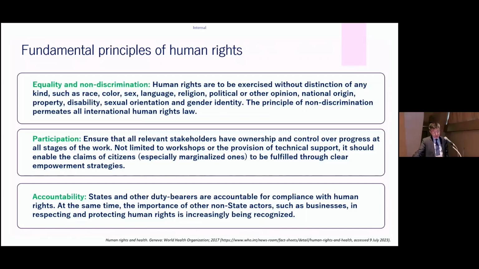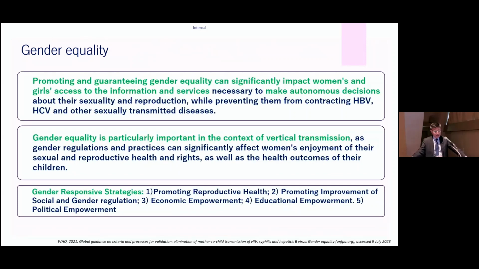Of course, accountability is very important because the state and other duty bearers are accountable for compliance with human rights. At this time, the importance of non-state actors, such as businesses, in respecting and protecting human rights is increasingly recognized. So therefore, we have the medicines at different levels and in different aspects.